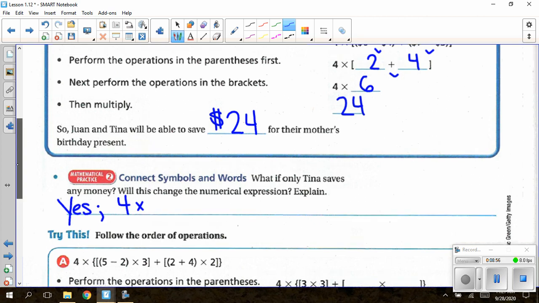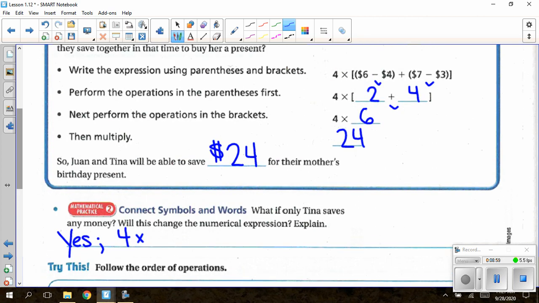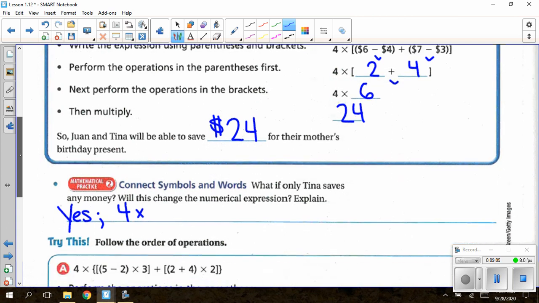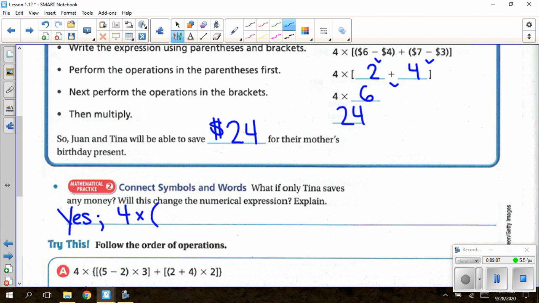But this time we do not have to include David's savings. We know that David was saving $2 per week. We would no longer need to have the brackets anymore. We would just have the parentheses for Tina's amount that she saves, which would be the 7 minus 3.